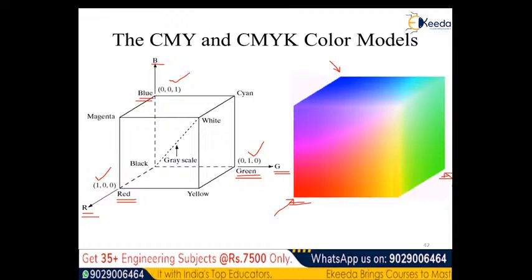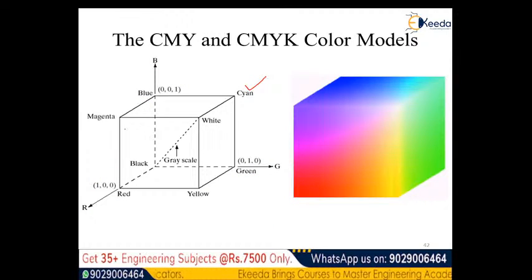So when you take the combinations of these primary colors, you will find cyan, magenta, and then yellow. So cyan can be found by mixing equal amounts of blue and green. 50% blue and 50% green, if you have, you will get the cyan. Similar is the case for the magenta and that of the yellow color here.